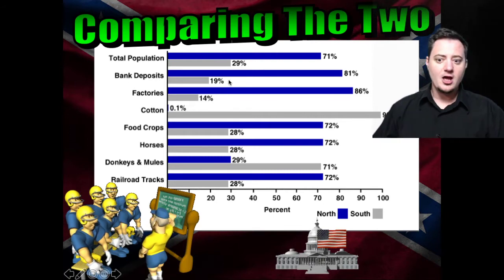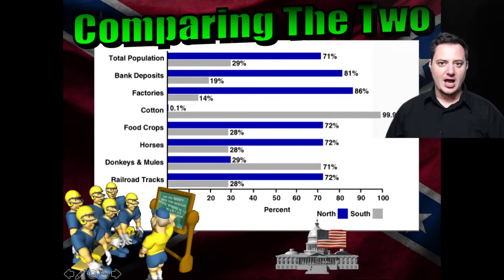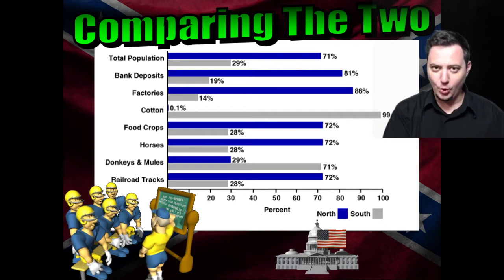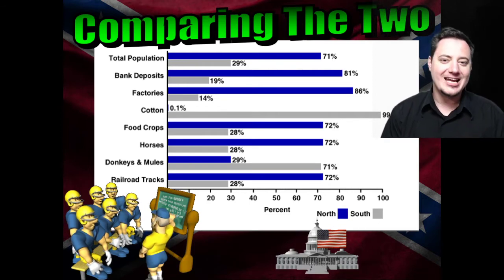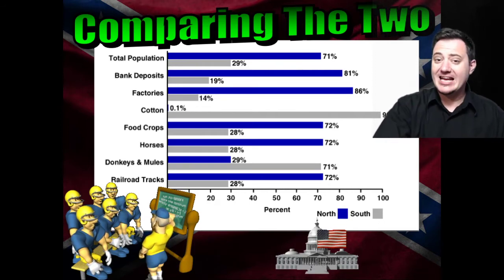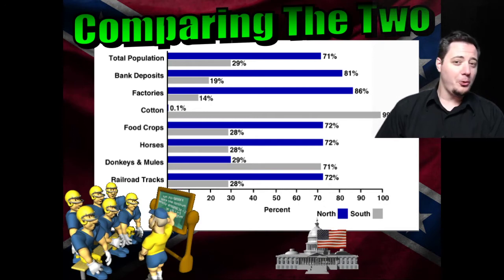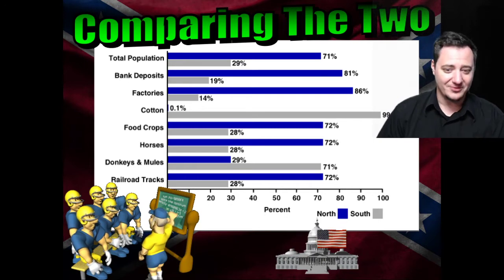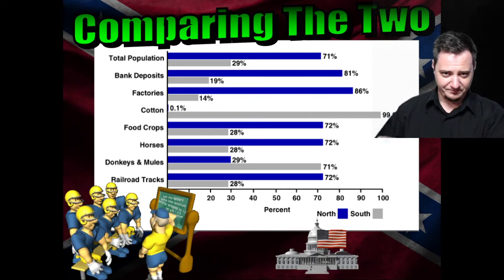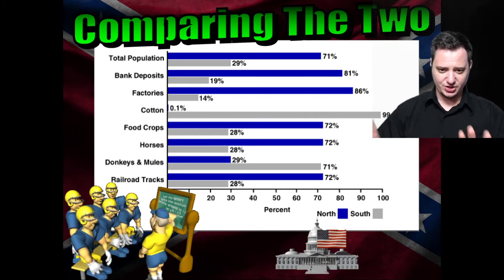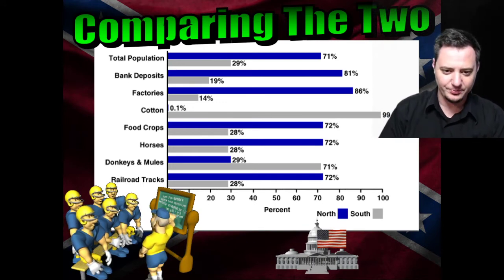Bank deposits, 81% of the bank accounts and money was in the north, in northern banks, only 19% was in the south. 86% of the factories in America were in the north, only 14% were in the south. The north had 0.1% of cotton production, plantations. The south had 99.9% of that. So there's an advantage the south had. Now, these are not things you're going to be writing in your boxes yet. Just wait for that. I just want you to check this out, okay?